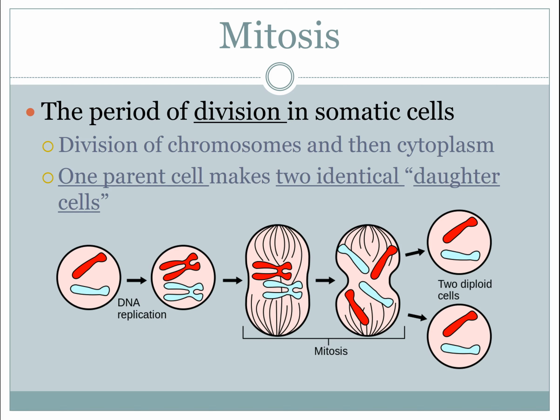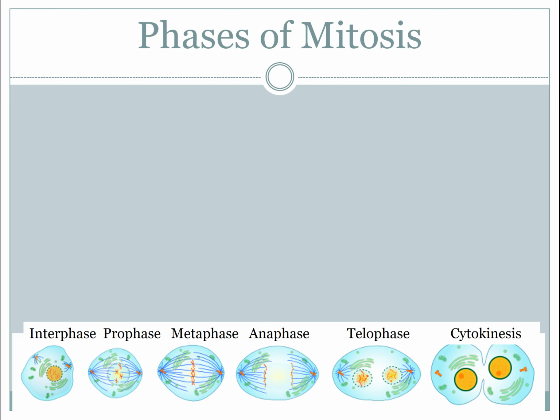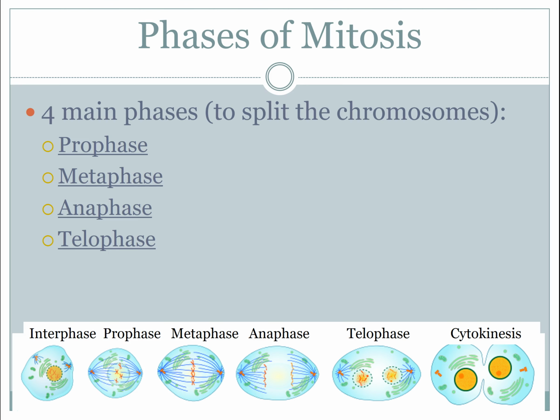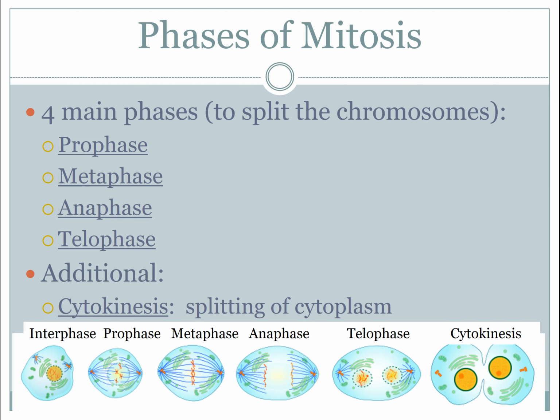One parent cell becomes two identical daughter cells. So we start with one cell, and at the end of the process, we've divided into two different cells. But those cells are actually identical to each other because the whole process of mitosis relies on the fact that we are making the same cells over and over again. So here are the different phases of mitosis. There are four main phases which are responsible for splitting the chromosomes: prophase, metaphase, anaphase, and telophase. And then additionally, after the chromosomes are split, in cytokinesis, the cytoplasm will be split.